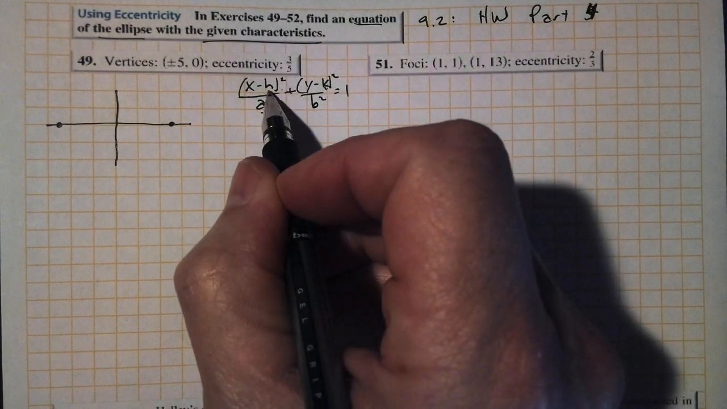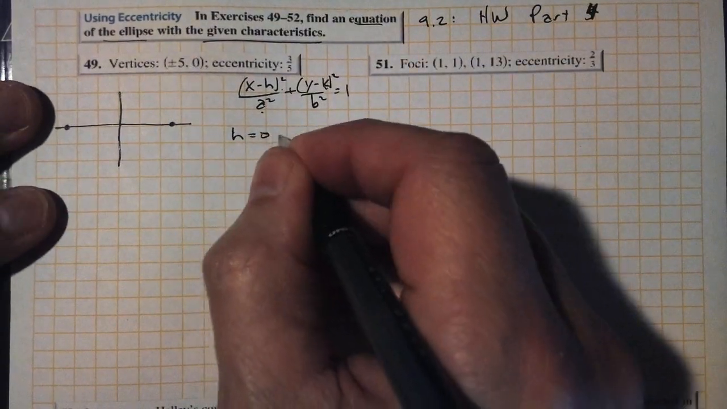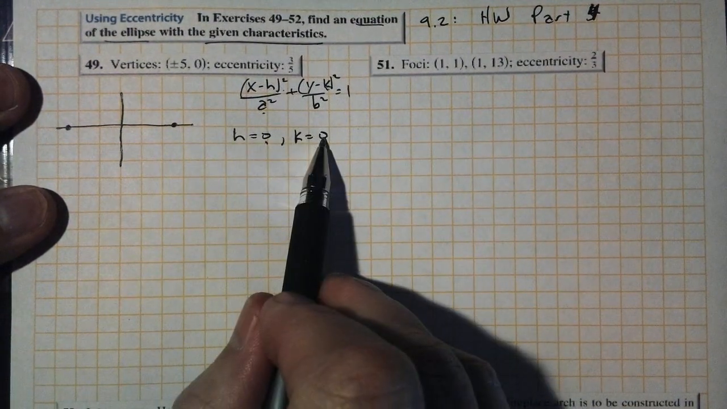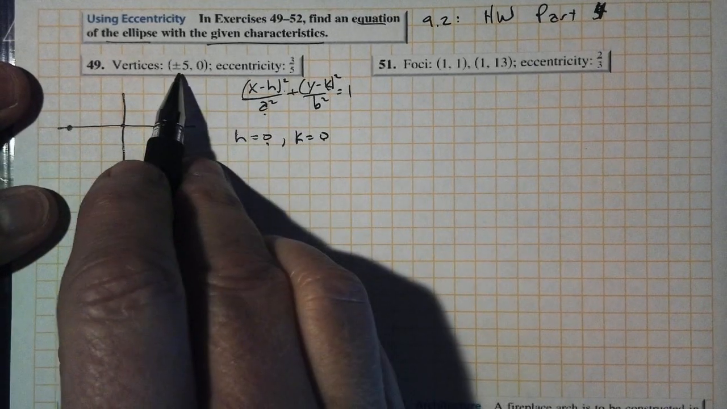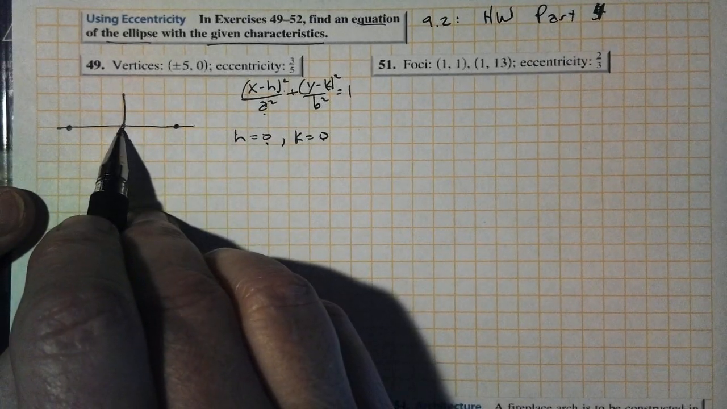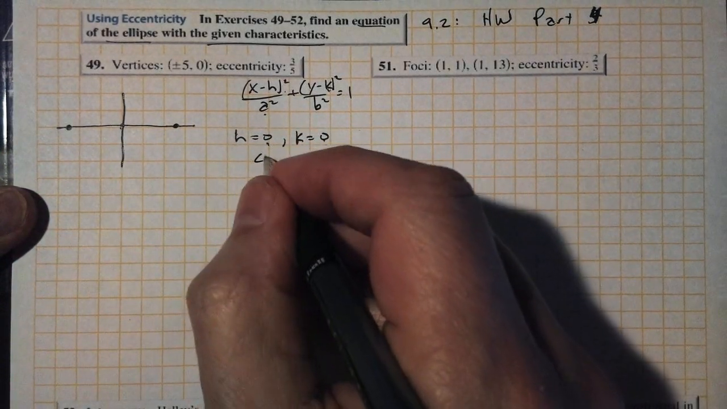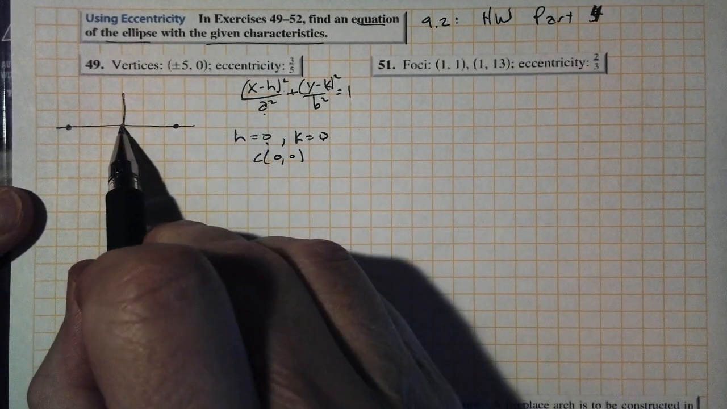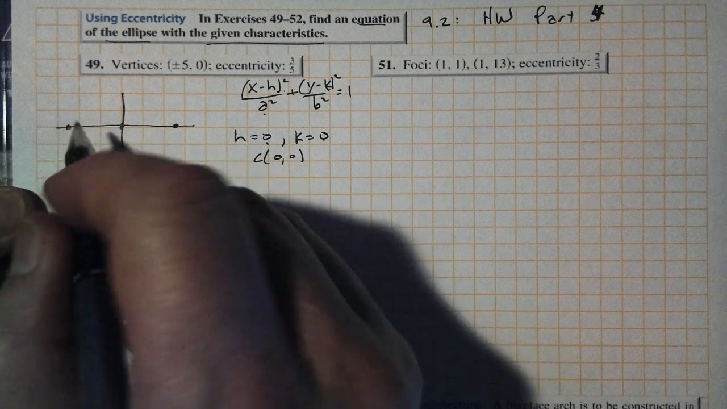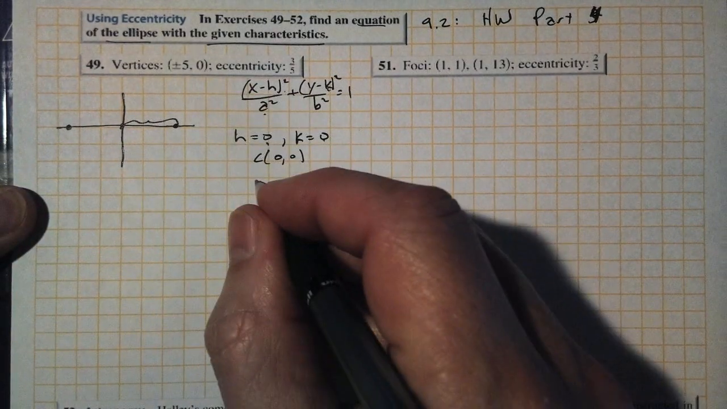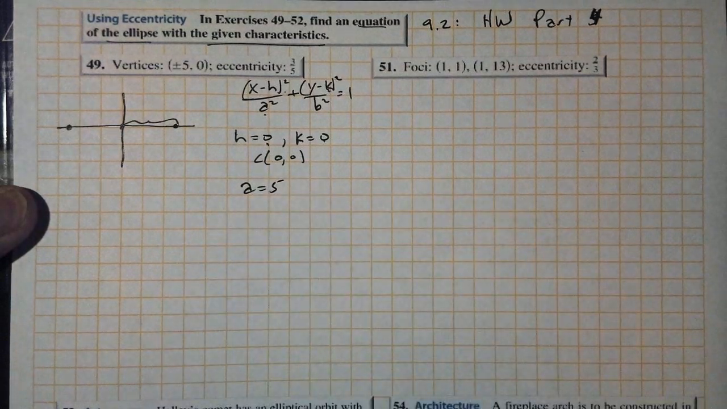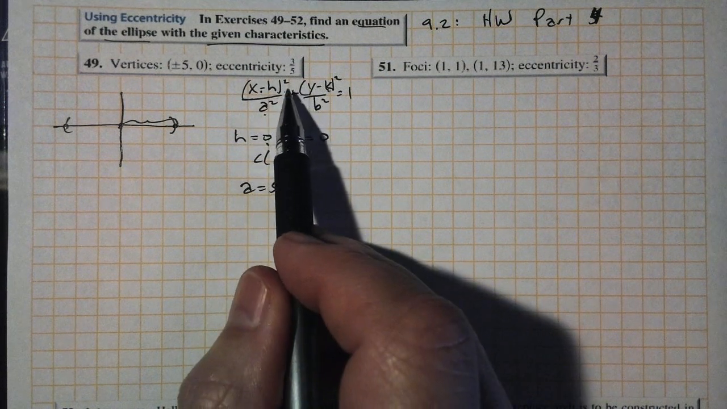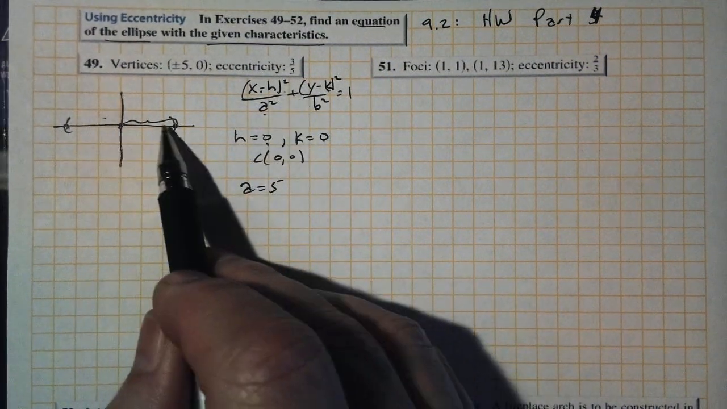And when they give us the vertices, they give us h and k. H and k are 0. Our center is 0, 0. When they give us the vertices, the midpoint of those vertices is (h, k). They've got the center at 0, 0. So that's wonderful. They also give us the major axis length, which is 5. And we know that this is an x-dominant ellipse. It's wider than it is tall because those are the vertices.